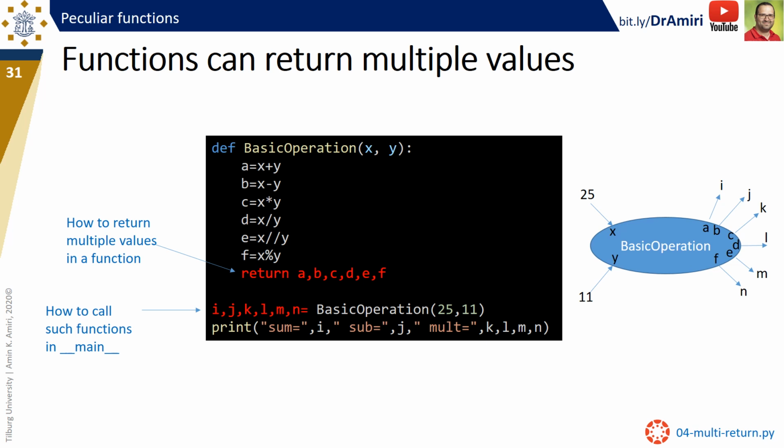So this basic operation function gets values x and y, and it calculates all basic operations, plus some addition, subtraction, multiplication, and so on and so forth, and then it returns them back to the main body of the code.